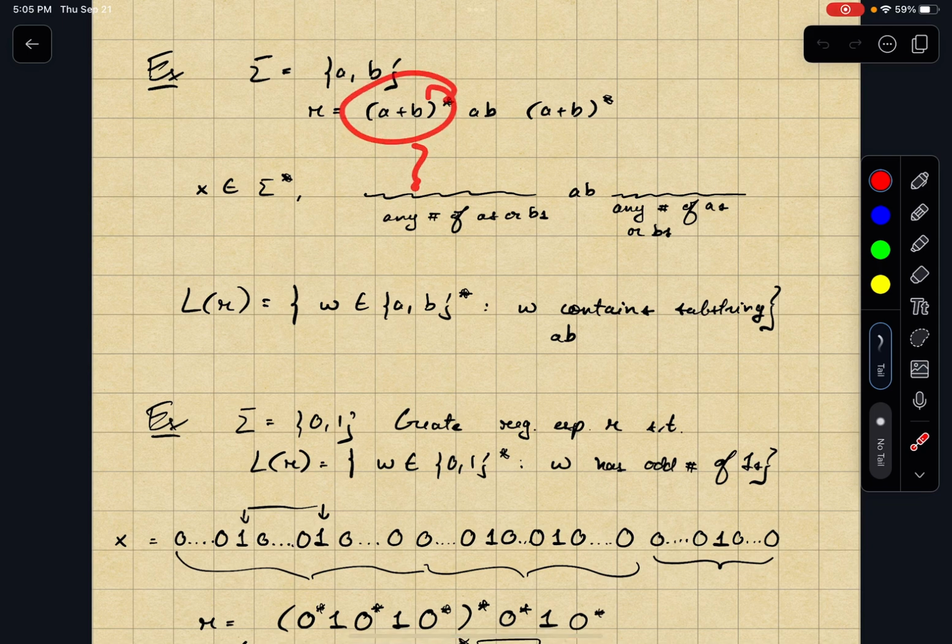So this part tells me I can have any number of A's or B's before this AB. This part tells me I can have any number of A's or B's after this AB. And so effectively, what this is saying is that any string that matches this pattern must contain the substring AB. Okay. Good. So that's another example of a regular expression. In this case, this was also a language for which we had created a DFA, I think. And so again, you can see that the regular expression is a more user-friendly way of talking about the regular language.